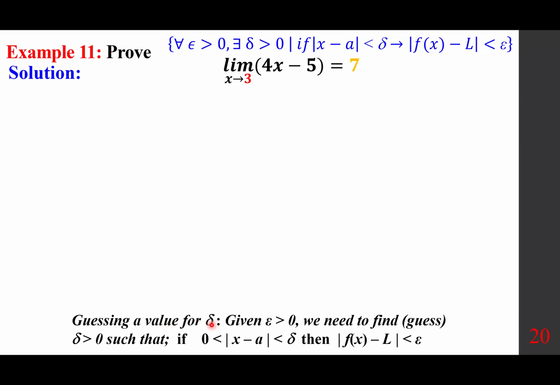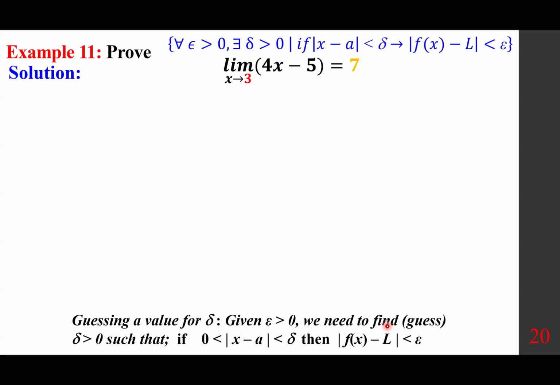Given epsilon larger than 0, we need to find or guess delta greater than 0 such that if the absolute value of x minus a is between 0 and delta, then the absolute value of f of x minus L is less than epsilon. And please understand the absolute value of x minus a less than delta, that means the distance along the x-axis, the absolute value of f of x minus L less than epsilon, the distance along the y-axis.